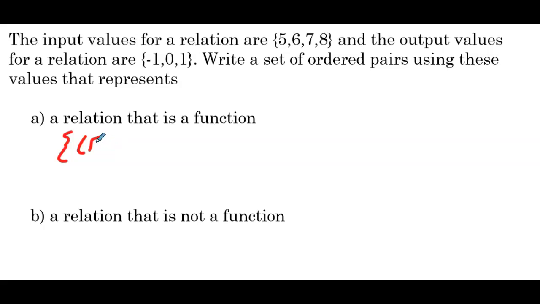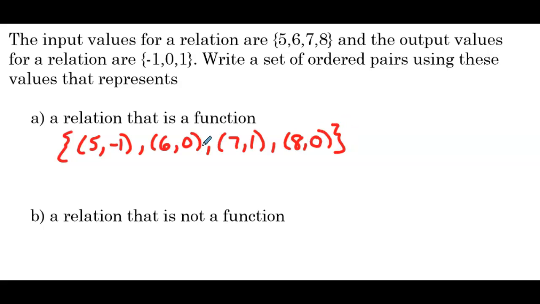Input of 5, let's say the output is -1. And we'll take the input of 6, and we'll output 0. Input of 7 will output 1. And the input of 8, we have to use one of the outputs again, so let's use 0. So every input maps to only one output. So we have a relation that is a function.